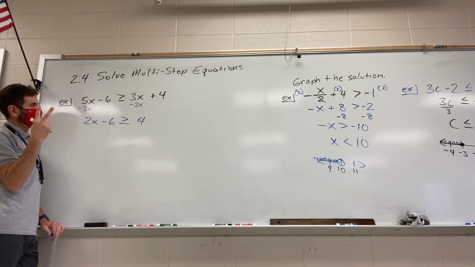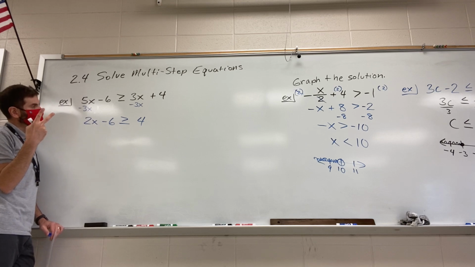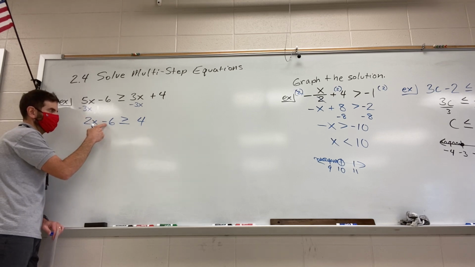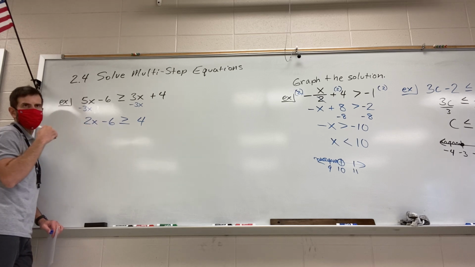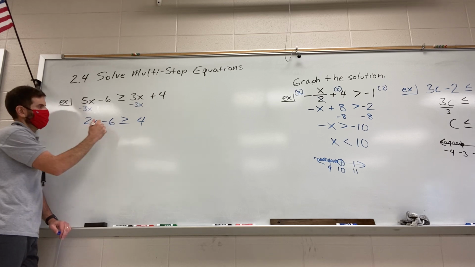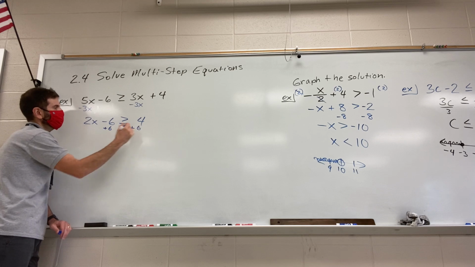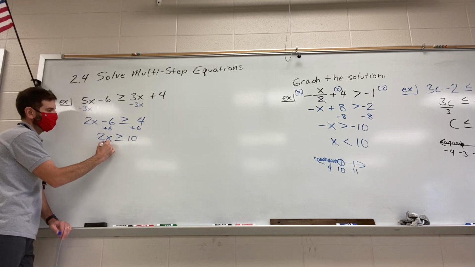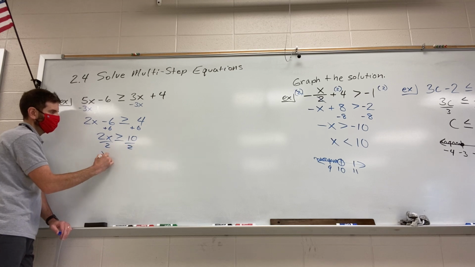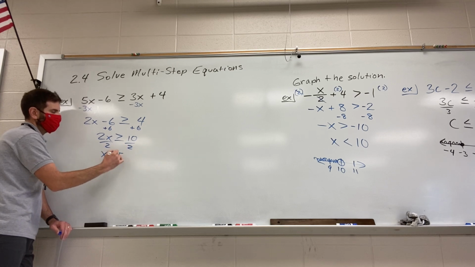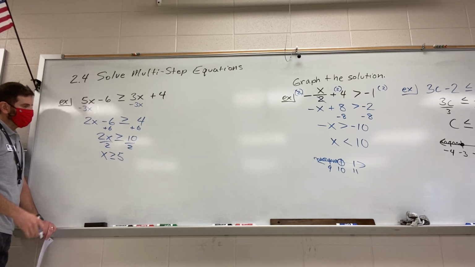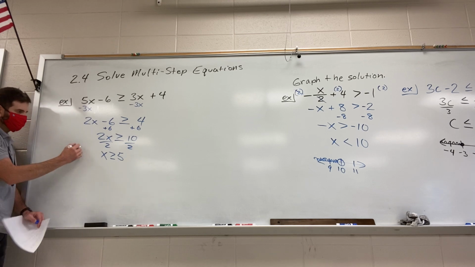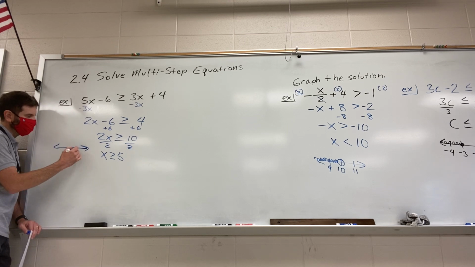Two-step equation. Which would you rather do? Would you rather undo the -6 or undo the multiplying by 2? Sorry. Add 6. 2x is greater than or equal to 10. Divide by 2, divide by 2. X is greater than or equal to 5. Is everybody good? And let's graph it real quick. Closed dot going to the right.